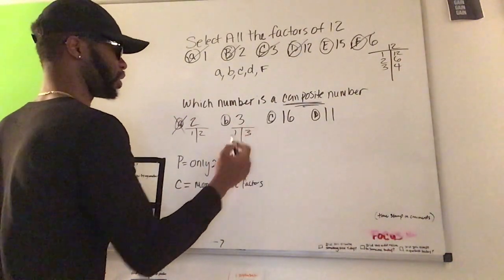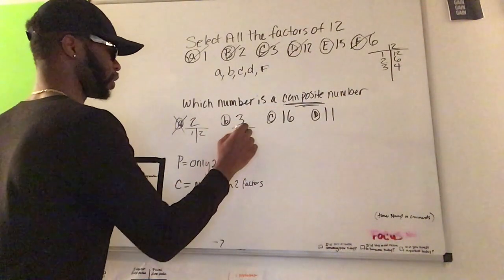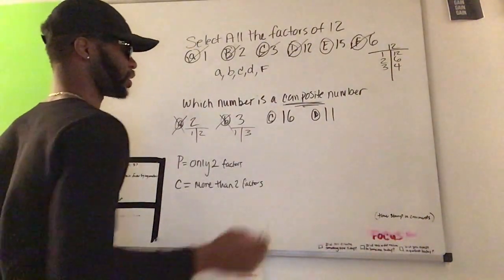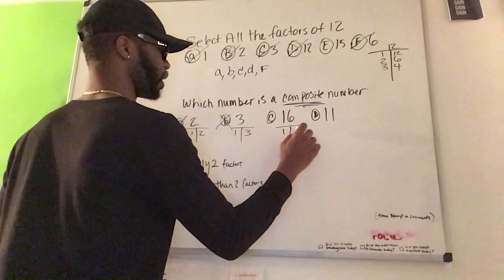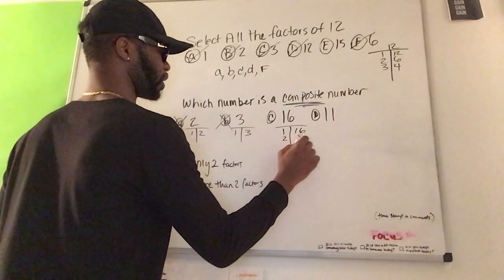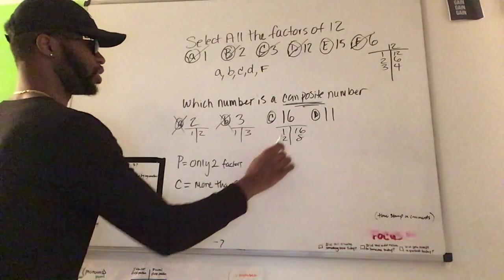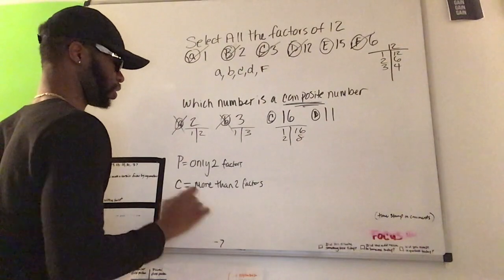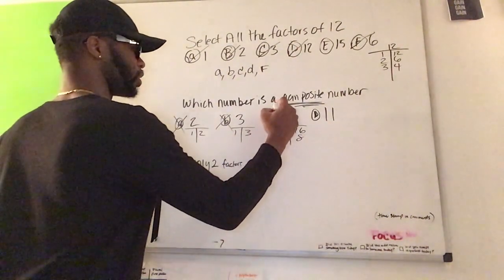3, 1 times 3, that's all. That's a prime, so that's not an answer. They're looking for composite. 16, 1 times 16, 2 times 8. Right off the bat, I already know that there's more than 4 factors, so that's a composite. That's what they're looking for. So C would be an answer.